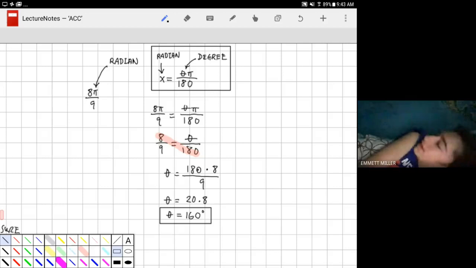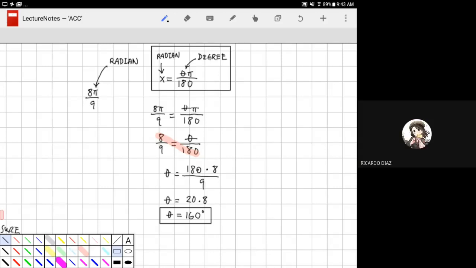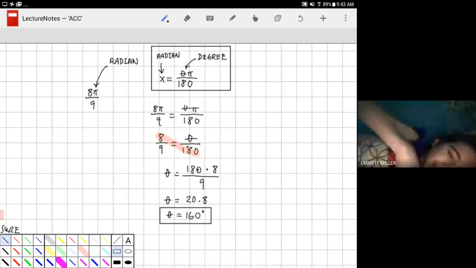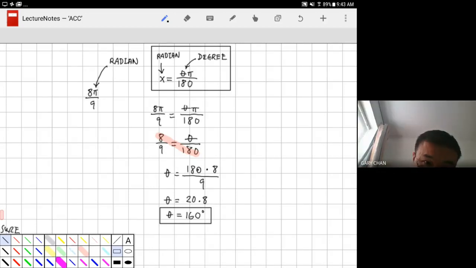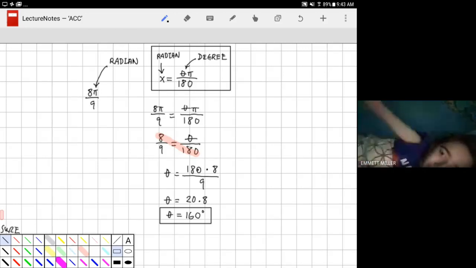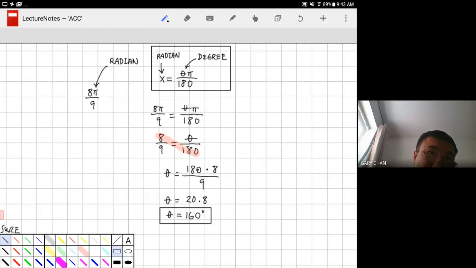Shouldn't we be able to figure that out, like if pi is equal to 180, then 8 over 9 pi should be equal to 160 because of the fraction? 8 over 9 times 180, it would be. That is actually a very logical way of thinking about it. I love the fact that you are thinking about the formula and not just applying it at face value, but interpreting it. Yes, that's exactly what it is. That's another way of thinking about it.